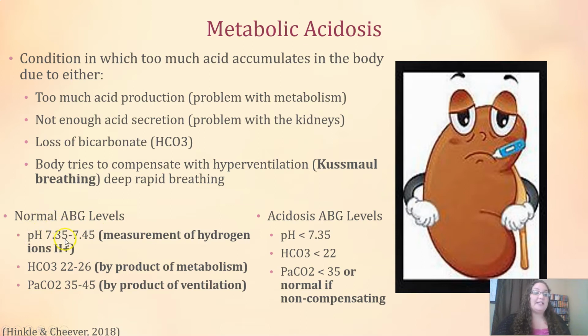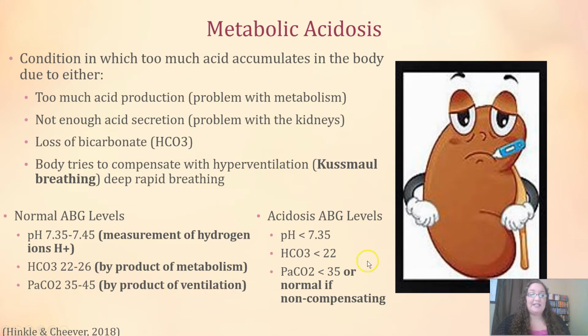Normal ABG levels, these are super important to commit to memory. pH normal is 7.35 to 7.45. Now, pH is a measurement of hydrogen ions, represented by H+, and it's the concentration of hydrogen ions, which are acidic. And so the more hydrogen ions you have, the more acidic you are. Bicarb normal is 22 to 26, and it's a byproduct of metabolism. And PaCO2, 35 to 45 normal, and it's a byproduct of ventilation.